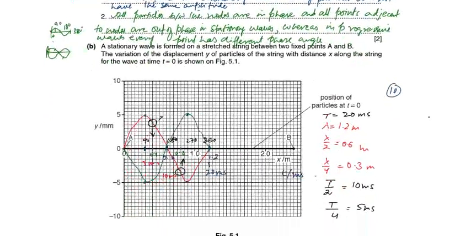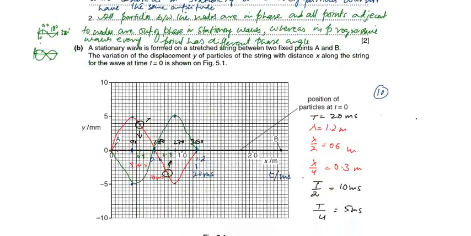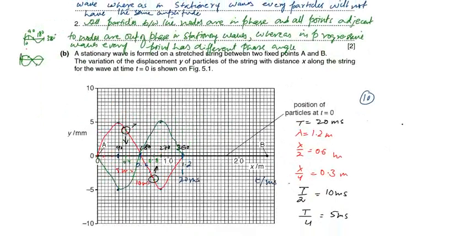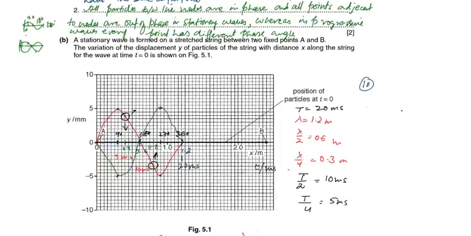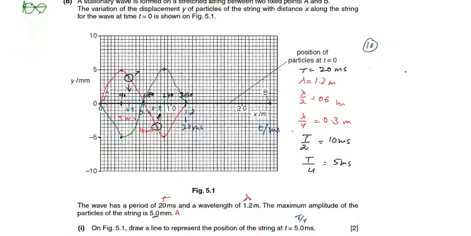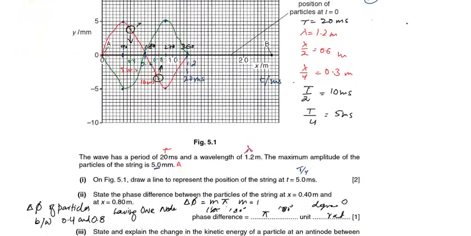Stationary waves are formed on a stretched string between the two fixed points A and B. The variation of the displacement y of particles of the string with distance x along the string for the wave at time t equals 0 is shown. The wave has a period of 20 milliseconds and a wavelength of 1.2 meter. The maximum amplitude of the particles, that is at antinodes, is 5 millimeter.